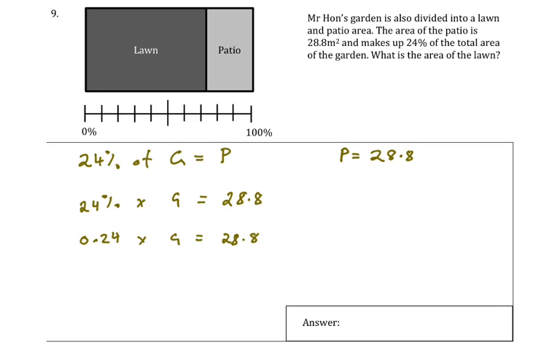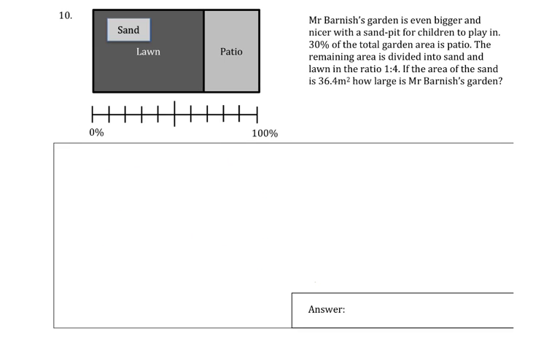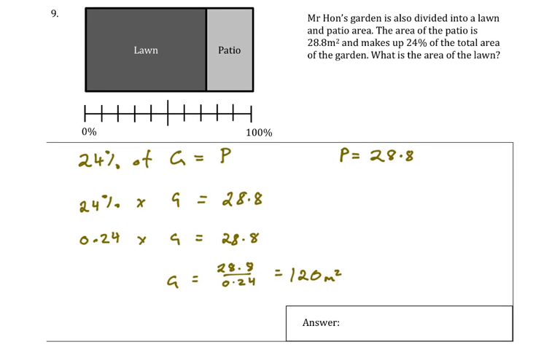So let's then find out G. To find G, we have 0.24 times G on the left-hand side. So if we divide both sides by 0.24, then we get 28.8 over 0.24. We do this in our calculator, and this gives us the area of the garden, which is 120 metres squared. And so the area of the lawn is just going to be 120 metres squared, subtract 28.8 metres squared, which is 91.2 metres squared.